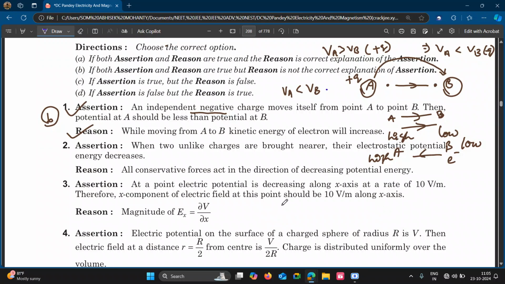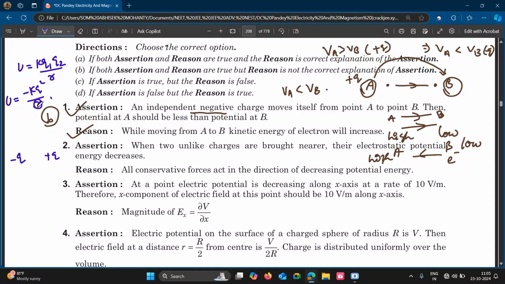When two unlike charges are brought nearer, suppose unlike, that means minus q, plus q. Their electrostatic potential energy formula is what? U is equal to K Q1 Q2 by R, that is the potential energy. So when two unlike charges are brought nearer, U is equal to minus Q square by R. Okay? Minus Q square by R.